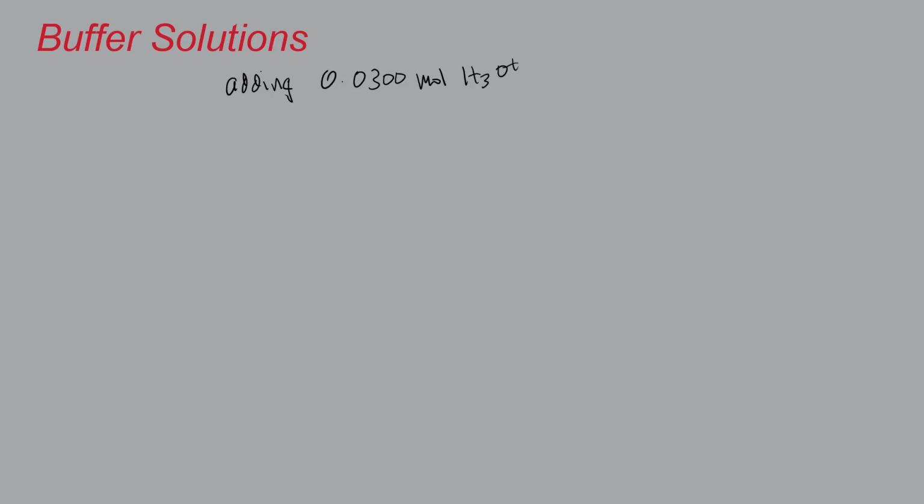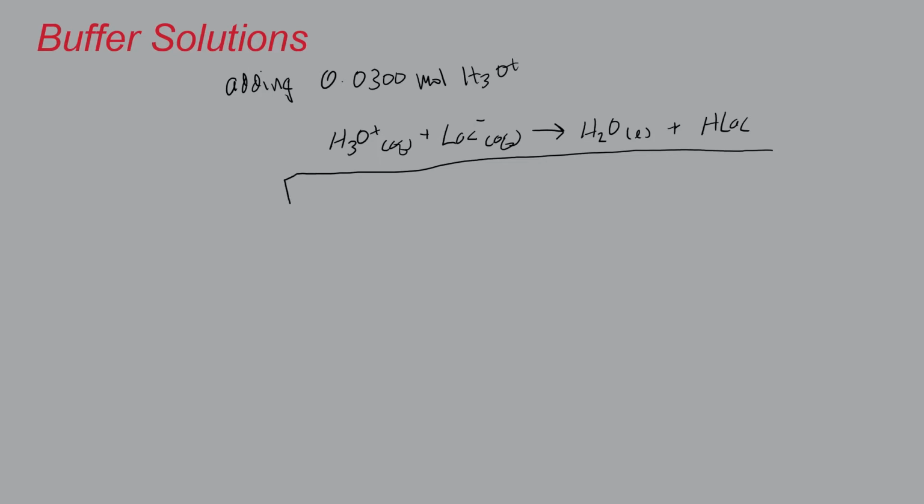So when you add this strong acid, hydronium, it's going to react with the strongest available base, which will be the lactate. And because one of the pair, the strong acid, is strong, you can expect that reaction to go to completion, which will give us water and the conjugate acid, lactic acid. And now we can construct our reaction table like we did for the other example.